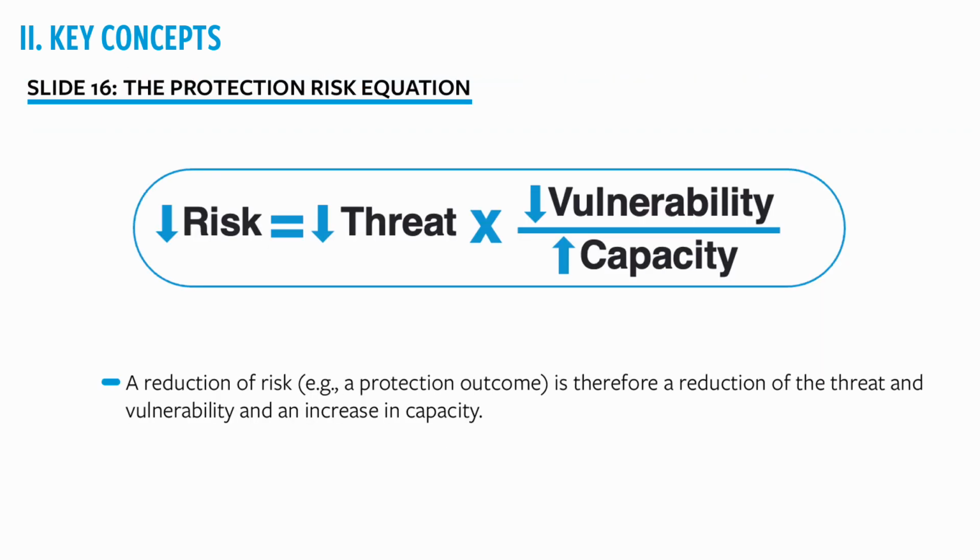The protection risk equation is important for participants to understand protection outcomes. Remember, a protection outcome is the reduction or removal of risks from violence, coercion, or deliberate deprivation that affected communities are facing by changing the behavior, attitude, policies, and practices of relevant stakeholders. This is achieved by reducing the threat by a perpetrator, reducing the vulnerability of persons to that threat, and/or increasing the capacity of a person or group to resist or rebound from the effects of that threat.